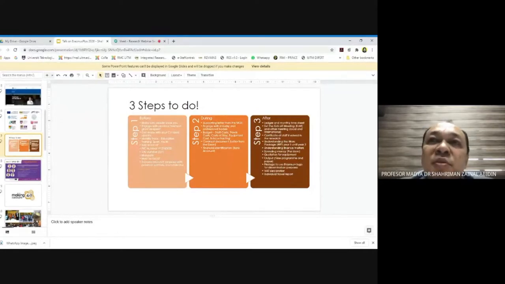So that's the ceiling. Normally when we talk about Erasmus Plus, it can be either 2 years or 3 years, kan. If it is 2 years, it can be lesser than that lah. But the floor for Erasmus Plus KA2 is 500,000 euro. That's the floor. The ceiling is 1 million euro.